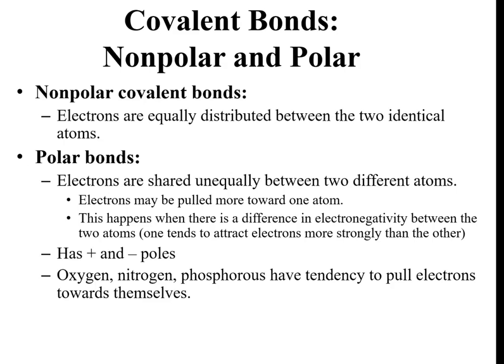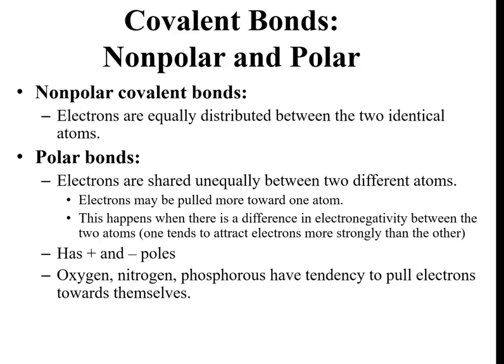So we already mentioned nonpolar covalent bonds. This is where electrons are equally distributed between the two identical atoms. Then you can have polar bonds. Electrons are shared unequally between two different atoms. And again, this is due to a difference in electronegativity of the two atoms. Electrons may be pulled more toward one atom than another, and this happens when there's a difference in electronegativity.